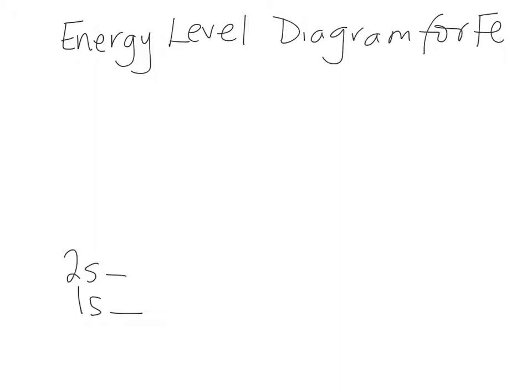Once you've done the 2s, you're still on the second row. Where do you read to now? The 2p's. So then the 2p's are involved. Get to the end of the second row. You come down to the beginning of the third row. What block are you in? 3s.